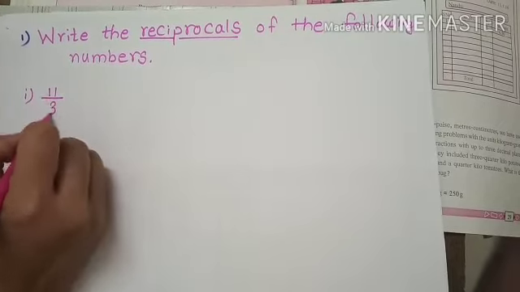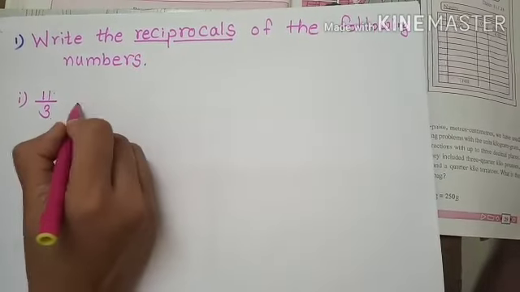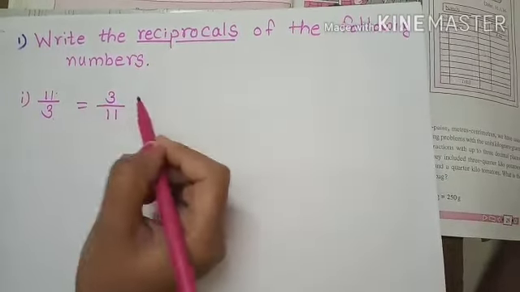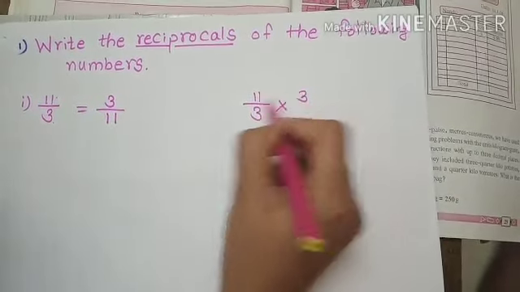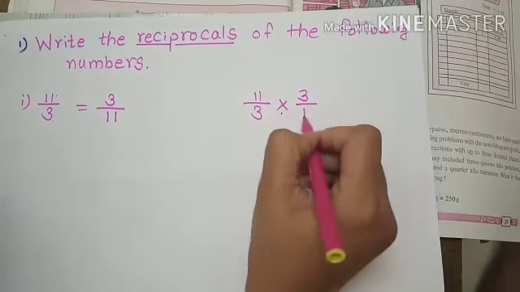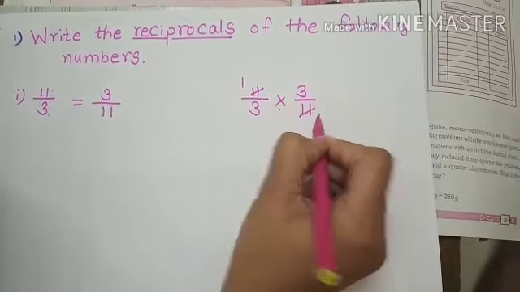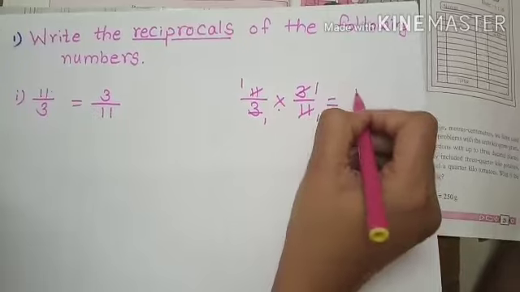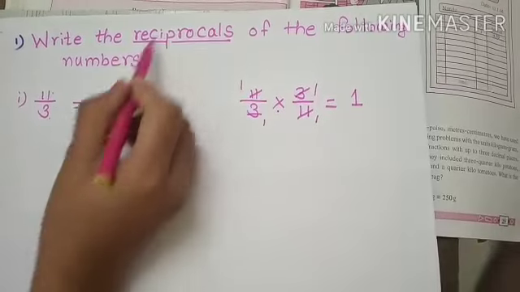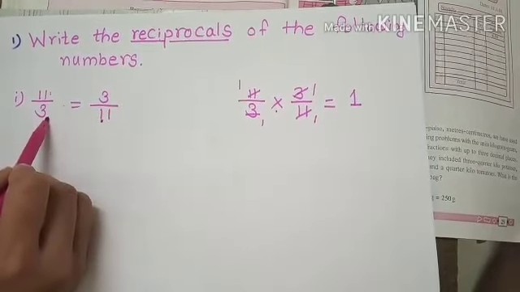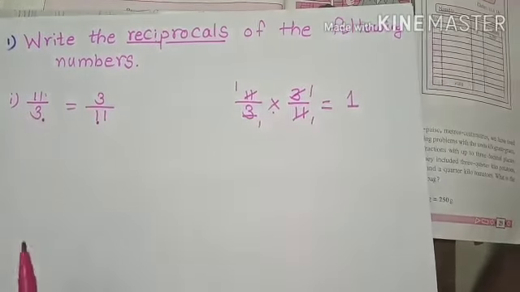11 upon 3. Reciprocal of 11 upon 3 is 3 upon 11. If we multiply these two numbers, 11 upon 3 multiplied by 3 upon 11, the product of these two numbers we get is 1. So we can say that 3 upon 11 is the reciprocal of 11 upon 3, or the multiplicative inverse of 11 upon 3.